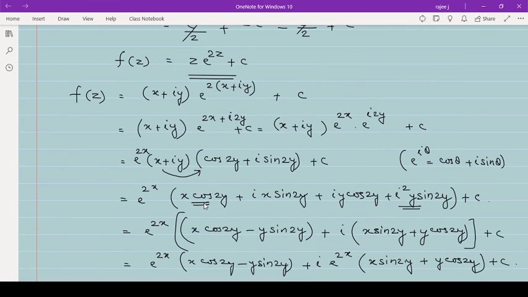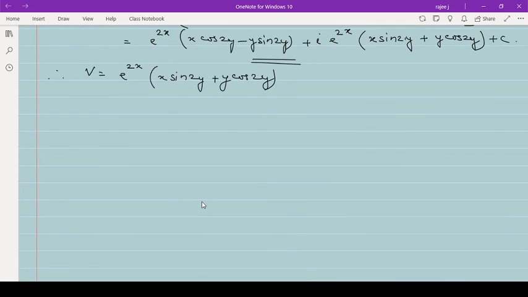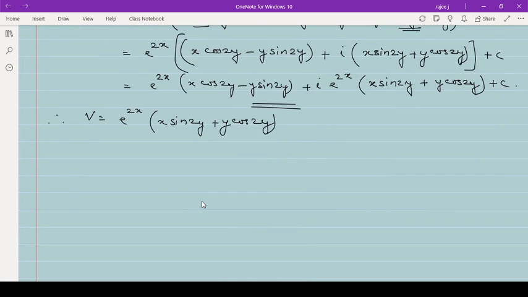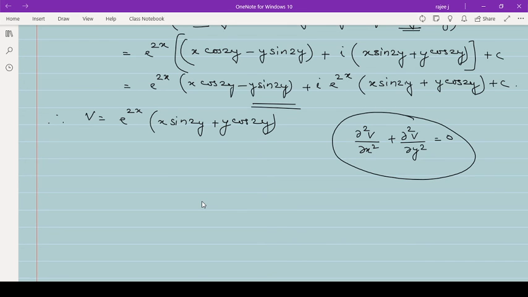Now what is asked in the question? Prove that v is harmonic. To prove v is harmonic, we need to show dou square v by dou x square plus dou square v by dou y square equal to 0. This is what we have to prove. I am giving this as homework. Firstly you will find dou v by dou x, it will be a bit lengthy, then you will do dou square v by dou x square.